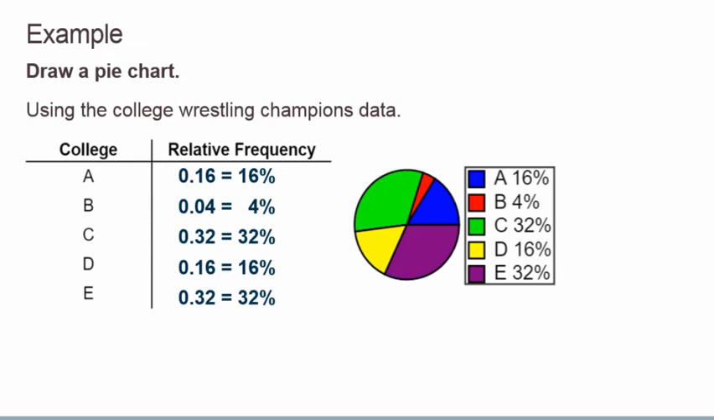You also have the option of labeling the pieces of your pie chart by letter. I can write A in the blue, E in the purple, D in the yellow, and C in the green. B is too small, so I draw a line to B. Another option you have, instead of using the letters, is writing in the percentages.